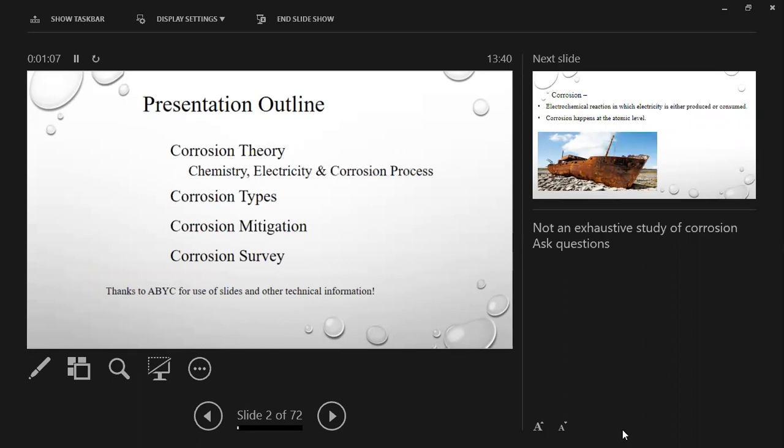Now, I've used 3 sources here. My primary source is ABYC's Marine Corrosion Certification course. And if anybody's taken this in the past, this is a brand new book. I picked it up just from the printers a couple of weeks ago, and it's a much better course than it used to be. And thanks to ABYC, they allowed me to use some of the slides in my presentation from this book.